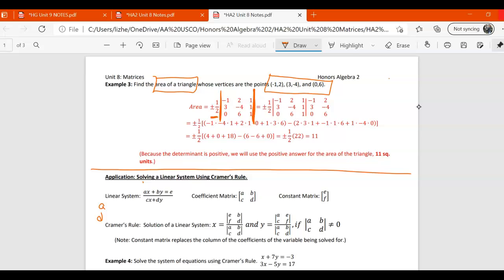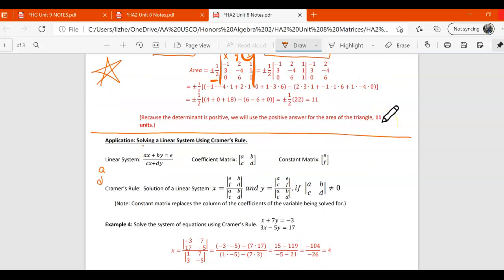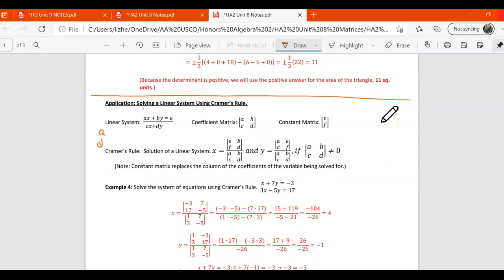And you put in the coordinates of each point there, x, y, and then you put in a 1 for this whole third column. And the plus or minus just refers to sometimes the determinant can be positive, and then you'd use the positive 1/2. Sometimes the determinant is negative, so you use the negative 1/2. So I believe that we covered that on Thursday, so we are starting here with Cramer's rule.